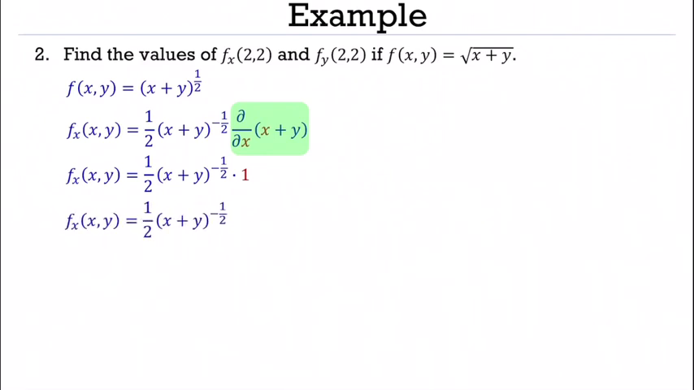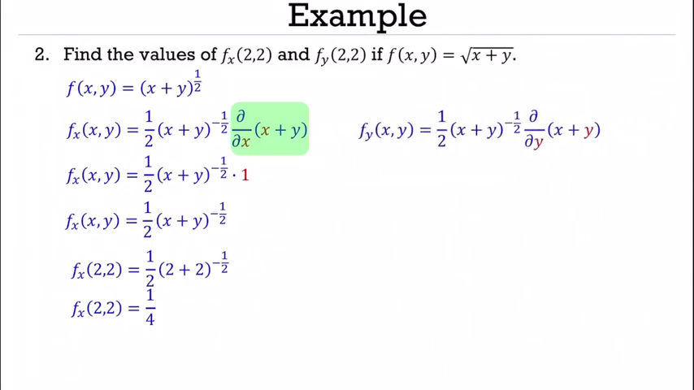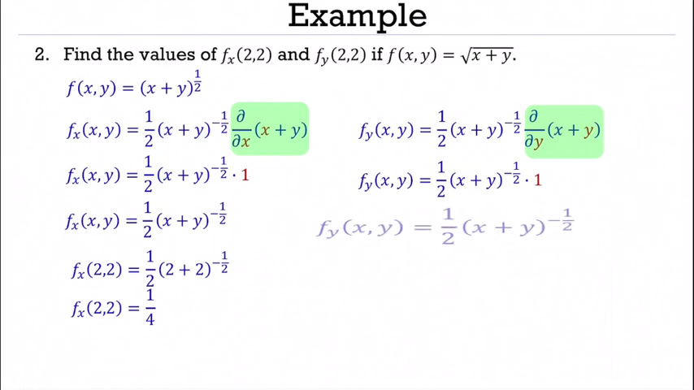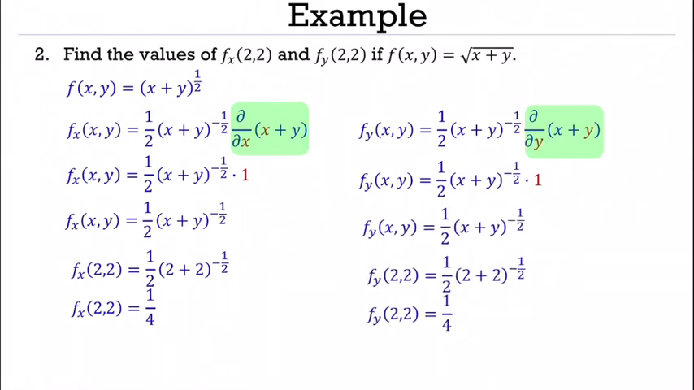Now substitute the values to find the answer. We use the power rule for the partial derivative with respect to y as well. The partial derivative of x plus y with respect to y is equal to 1. So the answer is this. Substitute the values and we get the answer.